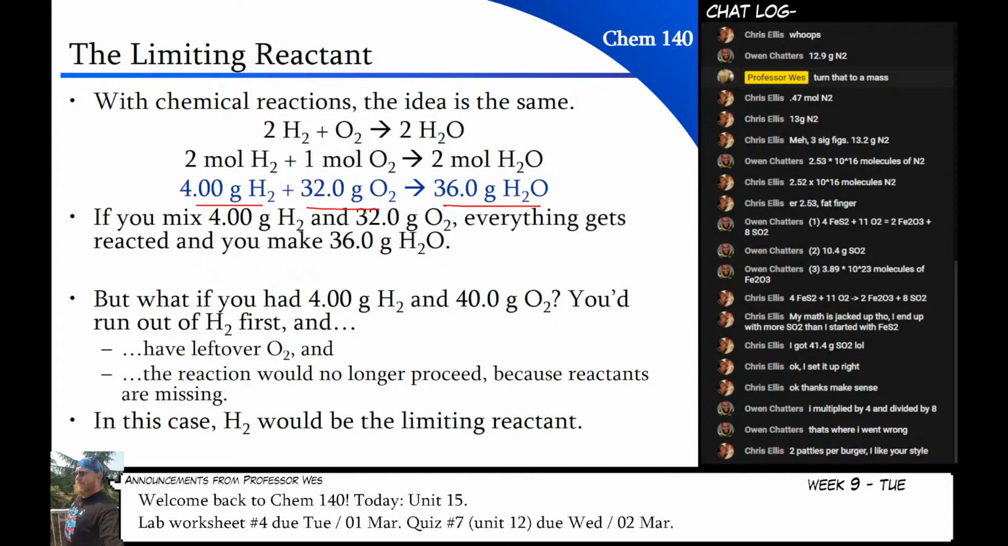So our job in these problems is to figure out which is the limiting reactant. It is not the one that you have less of to start. It is the one that produces less product, okay? So even though I only put in 4 grams of hydrogen here and it was the limiting reactant, it is not because I only had 4 grams. If I had 8 grams of hydrogen, I'd actually run out of oxygen first, believe it or not.